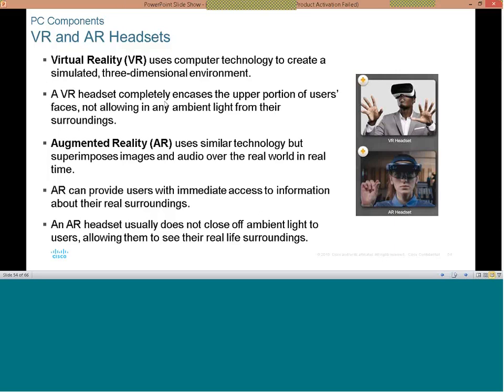So a VR headset completely encases the upper portion of the user's face, not allowing in any ambient light from their surroundings. So it controls the external light around. Okay.